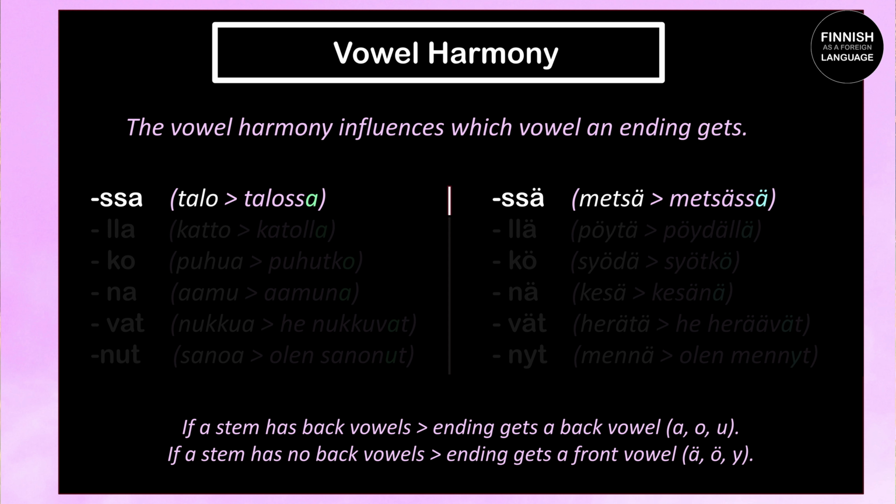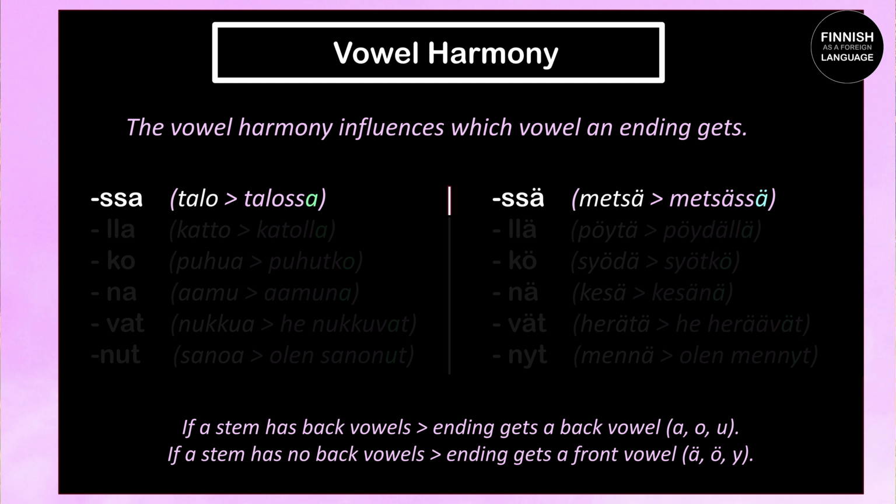The other example we have here is metsä, which means forest. This one contains a neutral vowel plus a front vowel. The neutral vowel here is the letter e, and the front vowel here is ä. So that means we have to add the ending -ssä because it also contains a front vowel. So that means we have metsä plus -ssä is metsässä, which means in the forest. So the rule here is if the stem contains a mix of front vowels and neutral vowels, then the ending also gets a front vowel, which is why we choose the ending -ssä here.